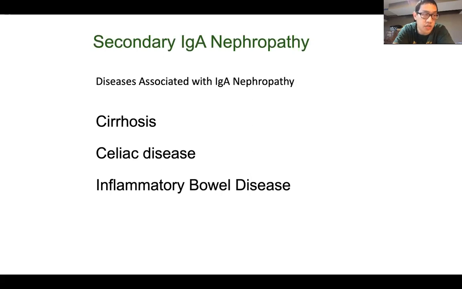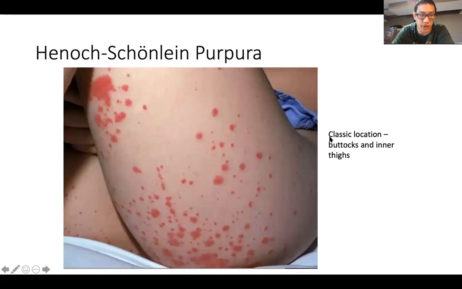It can be associated with some other GI diseases. So celiac and inflammatory bowel disease can also have IgA. You can also see it with HSP, or Henoch-Schönlein Purpura, where you have IgA deposits in the kidney and this palpable purpura, which is usually on the thighs and the butt of patients. And actually, if you were to do skin biopsies of these patients and do immunofluorescence on their skin, they would also stain for IgA.